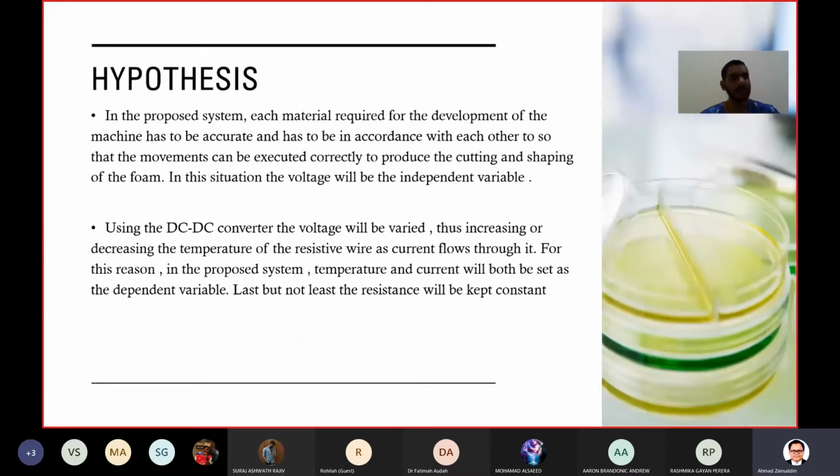Okay, so for our hypothesis, the voltage will be our independent variable, as it will be varied using the DC to DC converter, and it doesn't depend on anything. The dependent variables will be the current and temperature. So as we increase voltage, the temperature of the resistive wire, the hot wire, will increase, more current will flow, and the resistance will be kept constant.